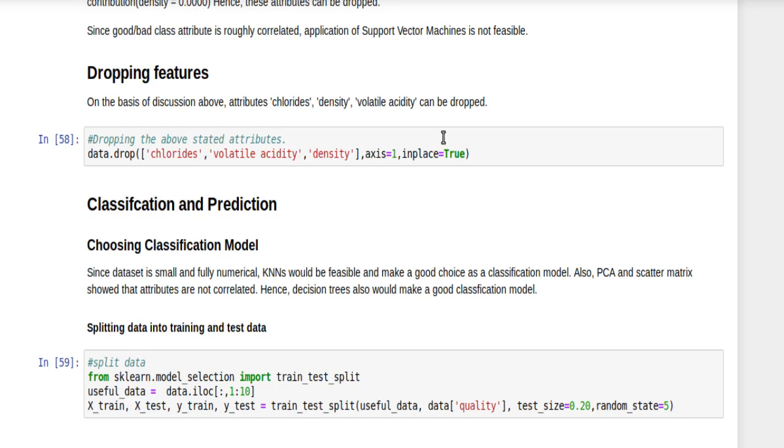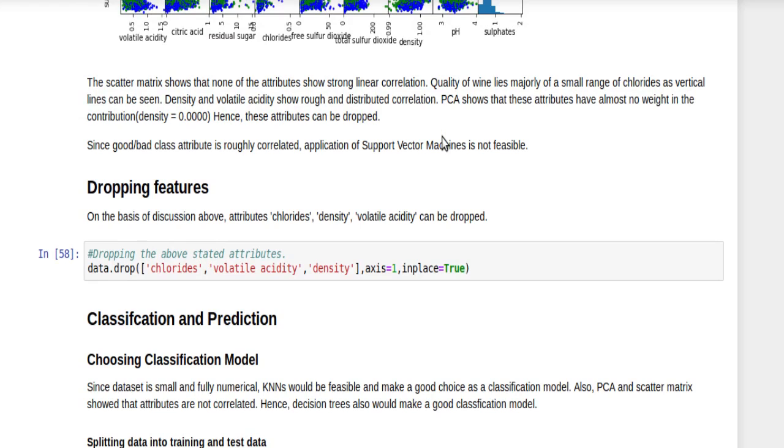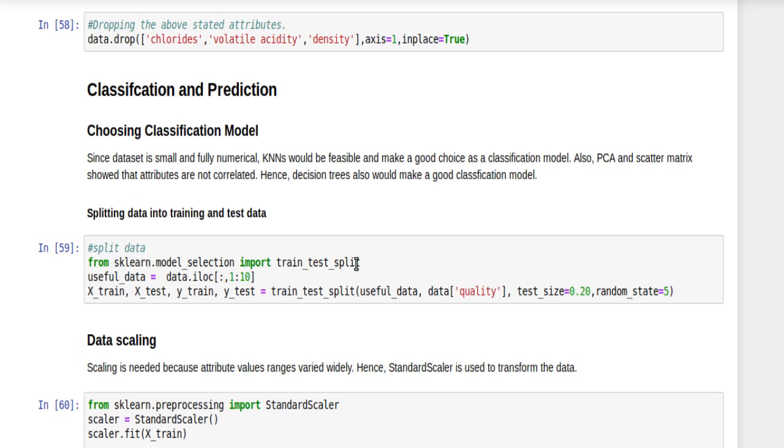On the basis of above discussion, we have concluded that attributes chlorides, density, volatile acidity can be dropped, and since there are not so many attributes, we are only dropping these 3 attributes. Now let's recall something about k nearest neighbor algorithm. It is based on feature similarity. It is one of the simplest supervised machine learning algorithms, and it is best suited for small amount of data.